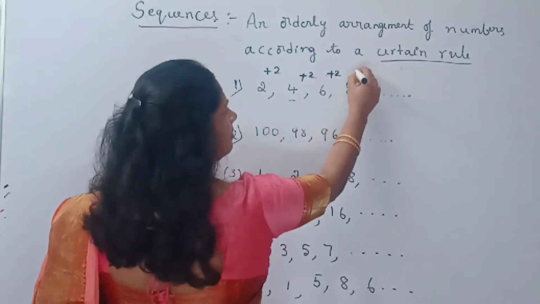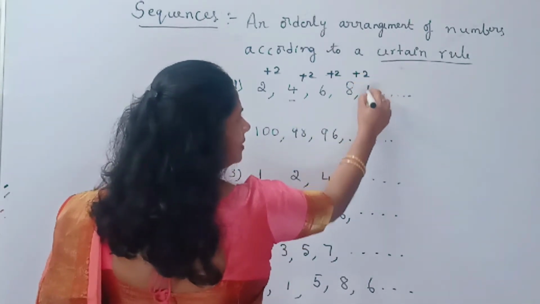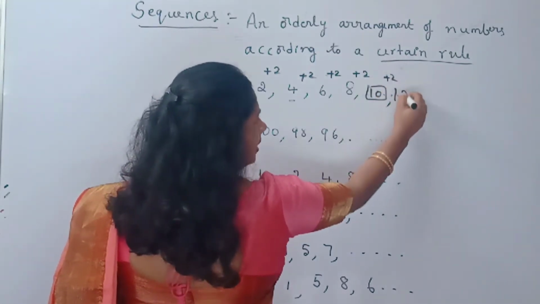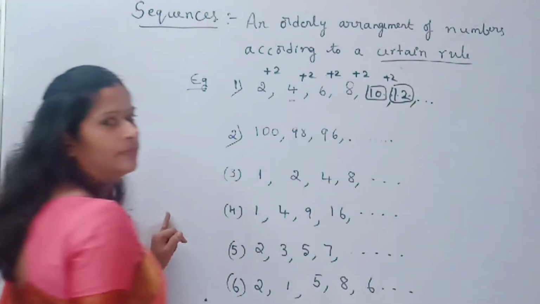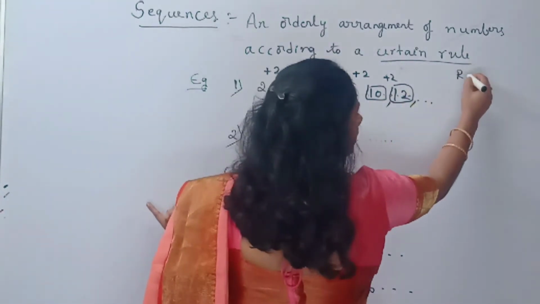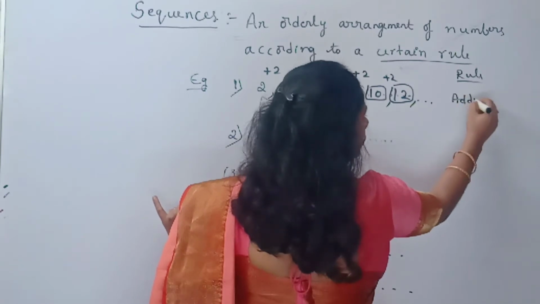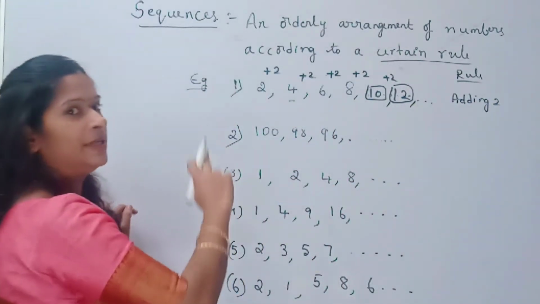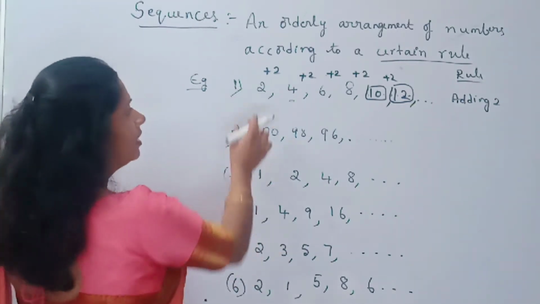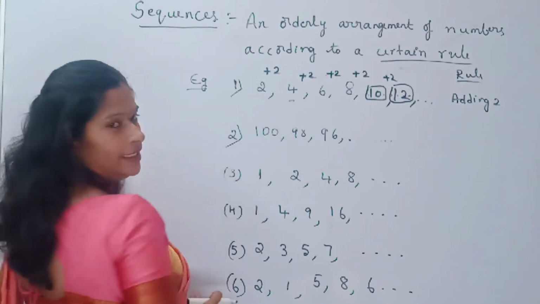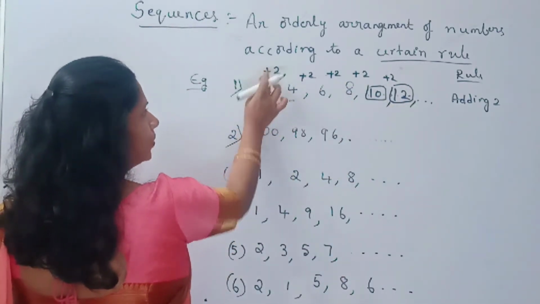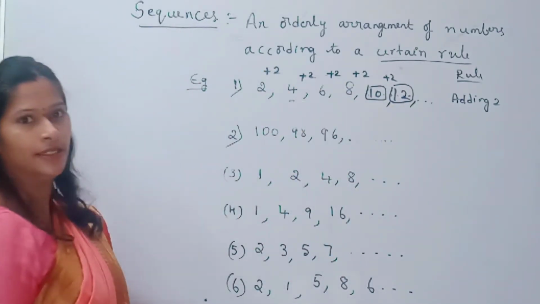So what will be my next number? Add 2 to 8, so my next number will be 10. If I add 2 to 10, the next number will be 12 and so on. So what is the rule behind this sequence? The rule is adding 2 to its preceding term to get the succeeding term, except the first term, children, because for the first term there is no preceding term. Is it clear? So the rule is adding 2 to its preceding term to get the succeeding term.